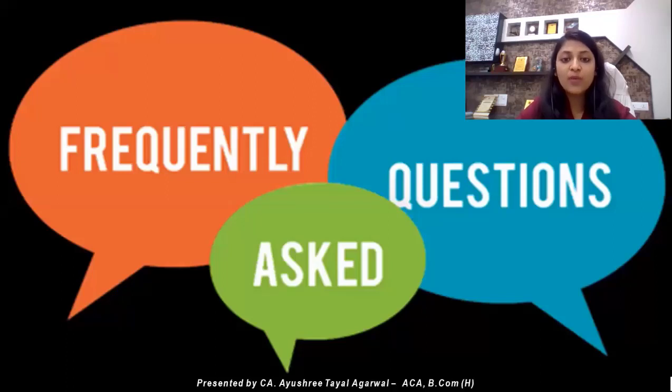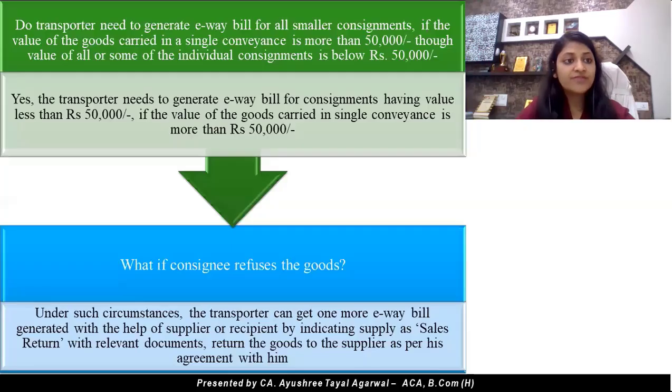Let us now discuss some of the questions asked by our clients in the recent past. First, does the transporter need to generate an e-way bill for a smaller consignment if the value of the goods carried in a single conveyance is more than 50,000, though the value of all or some of the individual consignments is below 50,000? The answer is yes. The transporter needs to generate an e-way bill for a consignment having value less than 50,000 if the value of goods carried in the single conveyance is more than 50,000.